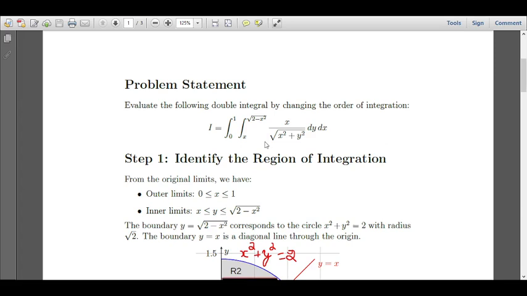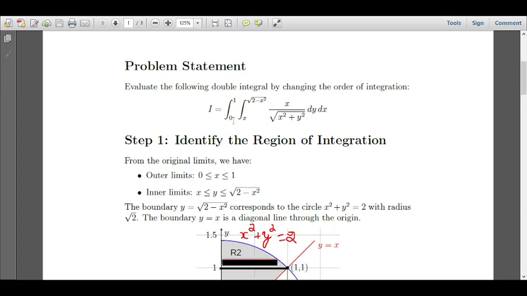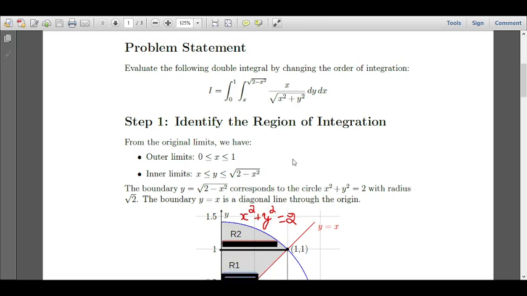Now coming to the problem, evaluate the following double integral by changing the order of integration. Integral 0 to 1, integral x to root of 2 minus x square, x by root of x square plus y square dy dx. Since the inner integral corresponds to y varies from x to root of 2 minus x square, the outer integral corresponds to x varies from 0 to 1.